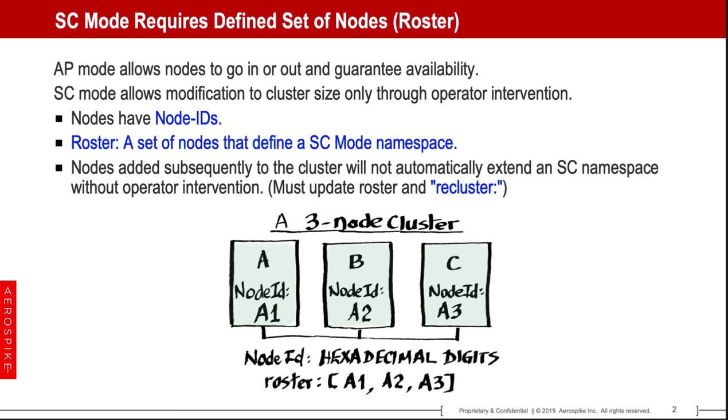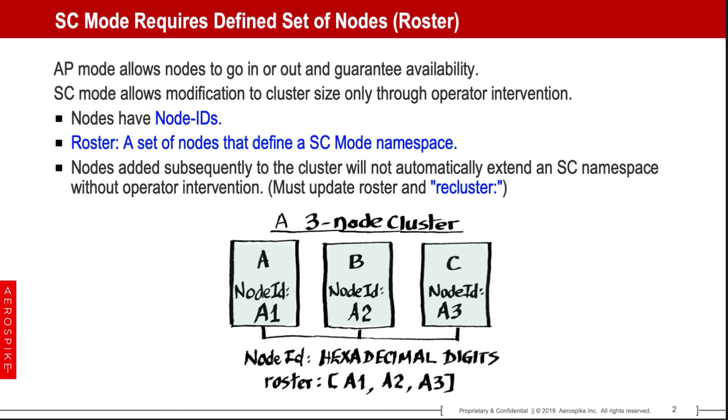Strong consistency mode requires a defined set of nodes, or roster. AP mode will allow nodes to join or leave a cluster and guarantees availability. Strong consistency mode allows the cluster members to be modified only by explicit operator intervention.